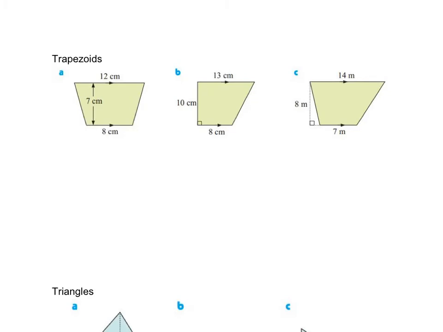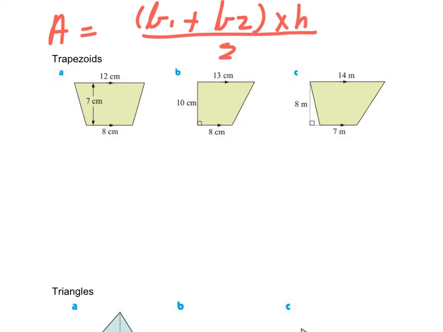Let's have a quick look at trapezoids. At the top, the formula for trapezoids: area equals base 1 plus base 2, you add them up, you multiply by height, you divide by 2. The reason we do that is if we stick 2 trapezoids together, flip one upside down and jam it onto the end of the other one, it makes a parallelogram. And then when we find the area of the parallelogram, we divide it by 2.